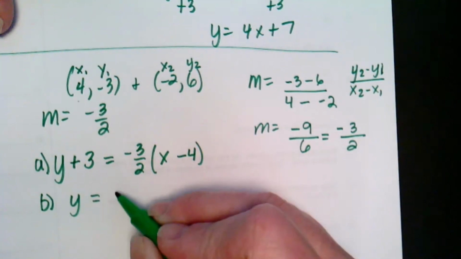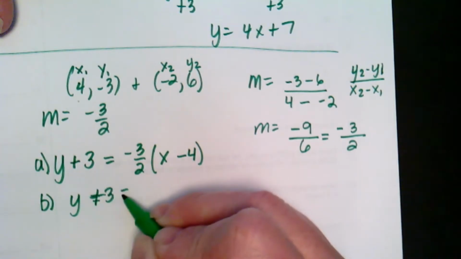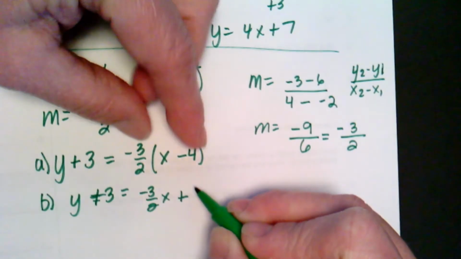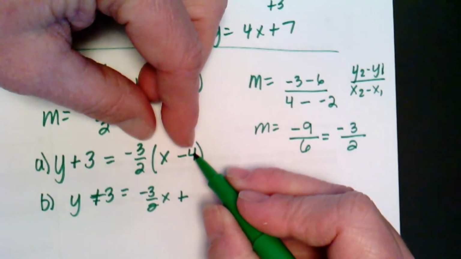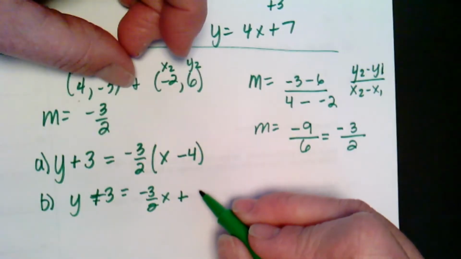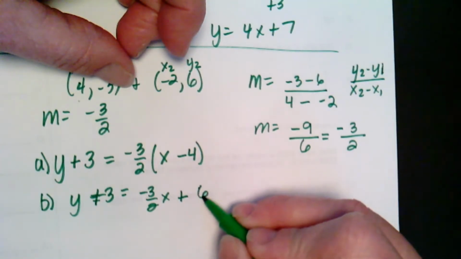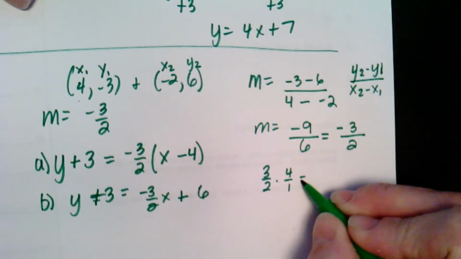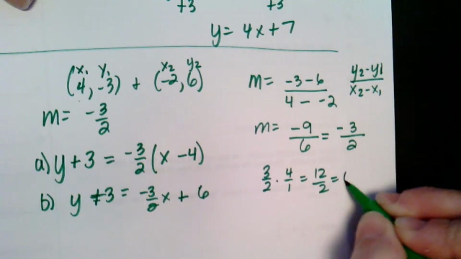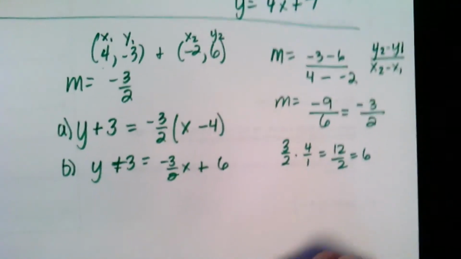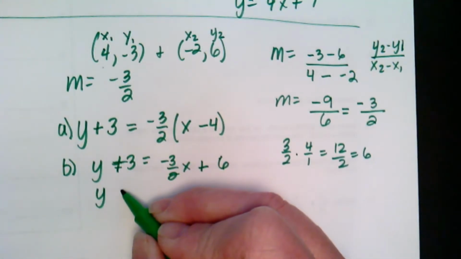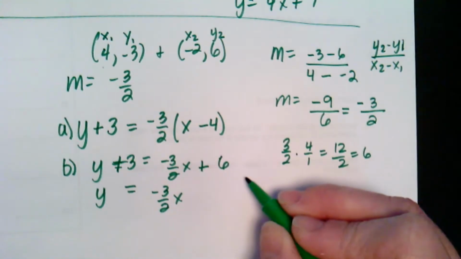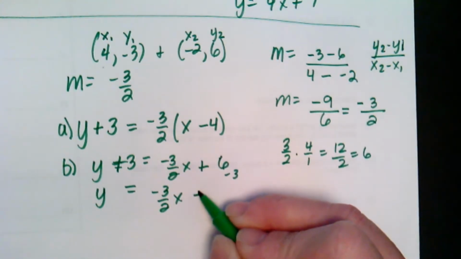So first thing I'm going to do, distribute. Negative 3 over 2 times negative 4 is positive 12 over 2, which is the same thing as 6. So if you need to see that, that's where that came from. Then we're going to subtract 3 from both sides. So plus 6 minus 3 is a positive 3.